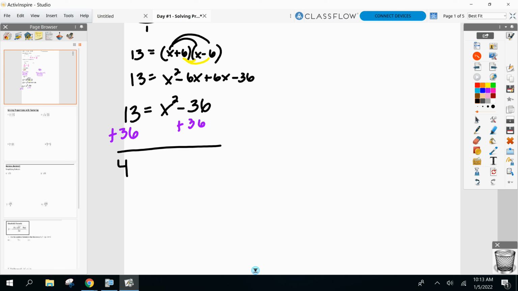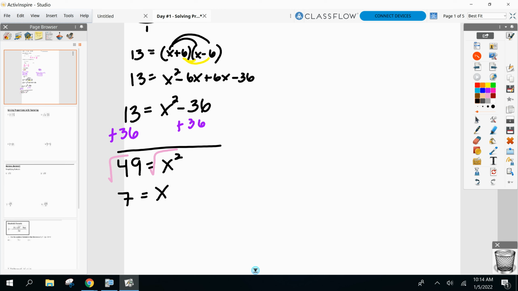I get 49 equals x squared. And how do you undo a squared? You square root it. Square root of 49, 7. Too bad that's not the answer. Oh, breaking news. Too bad that's not the answer.